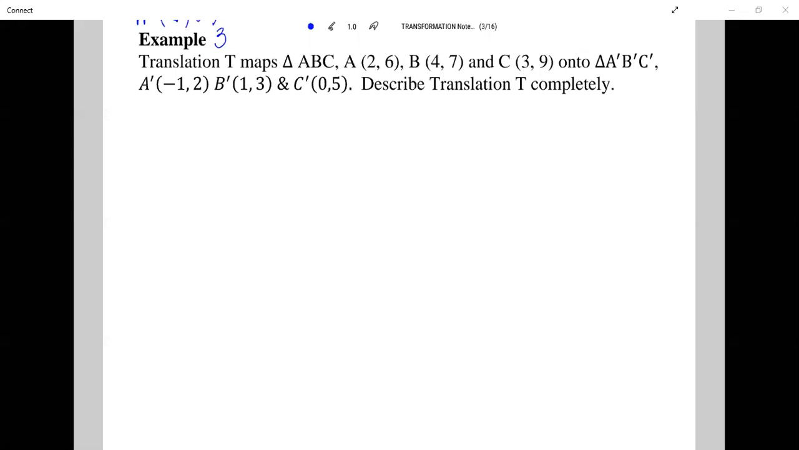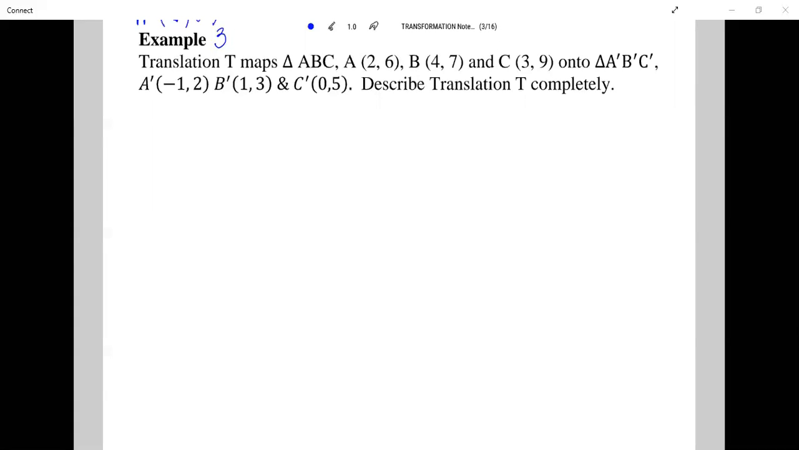All right, so example 3. This says translation T maps triangle ABC, where A has coordinates (2, 6), B (4, 7), C (3, 9), onto triangle A'B'C', with coordinates A' (-1, 2), B' (1, 3), and C' (0, 5). We're to describe translation T completely.